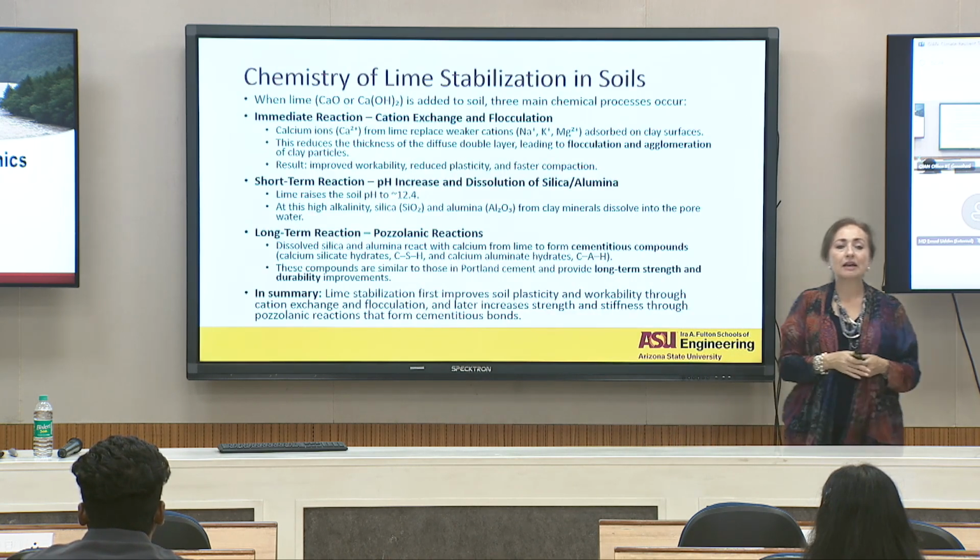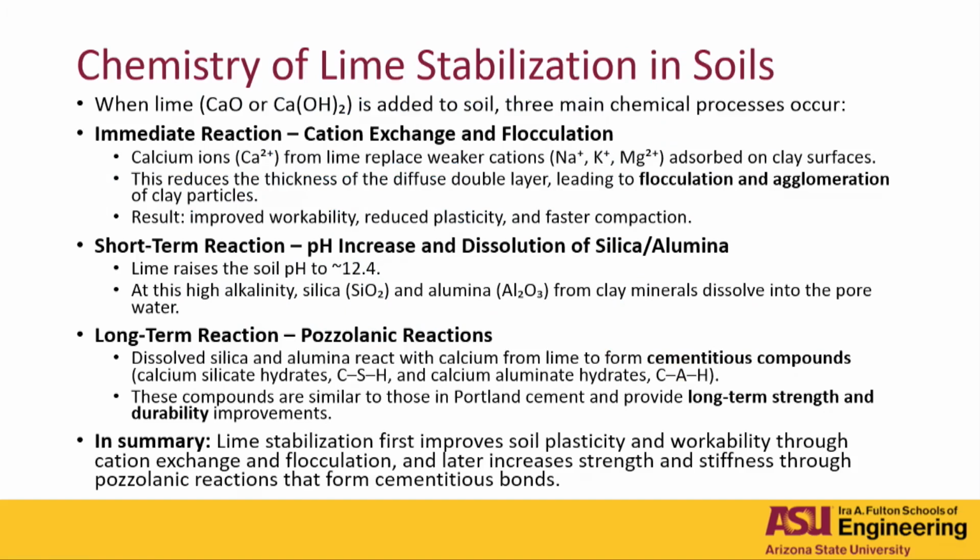So what is the chemistry of the lime stabilization of the soil? At least for you to understand what is a problem with the sulfates in here. When you put lime, in any form, to the soil, there are three main chemical reactions occurring. The first is an immediate reaction, the cation exchange and the flocculation.